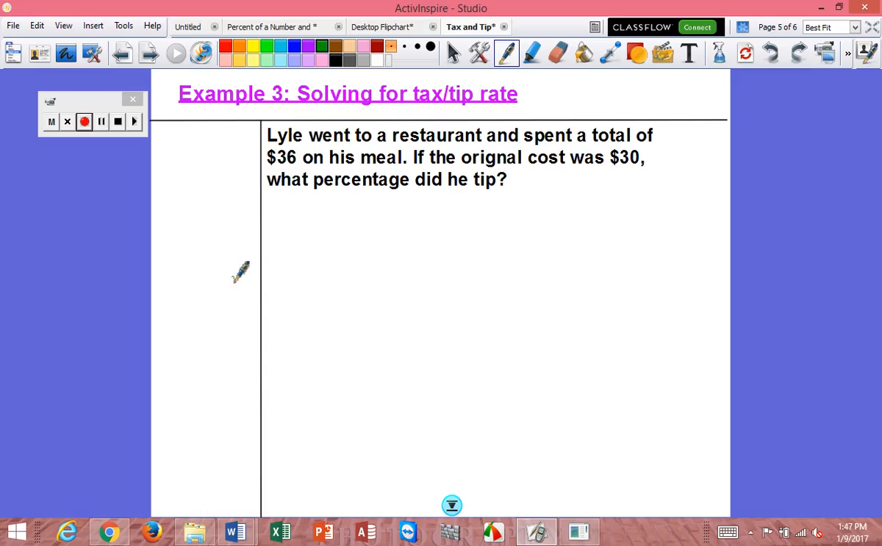All right, example 3. So in this specific problem, we're going to solve for the tax or tip rate. Okay, so it says Lyle went to a restaurant and spent a total of $36 on his meal. If the original cost was $30, what percentage did he tip? Okay, so obviously the question is asking for a percentage, so we don't know what that percentage is. Now we want the part and we want the whole.